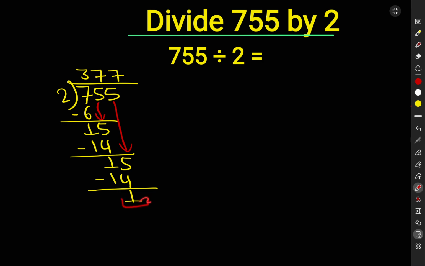So now this 1 is less than 2 and there is no other number to put it down. So we take here decimal, so that we put 0. So it is 10 and 2 times 5 is 10. On subtracting we get 0. So 755 divided by 2 is 377.5.